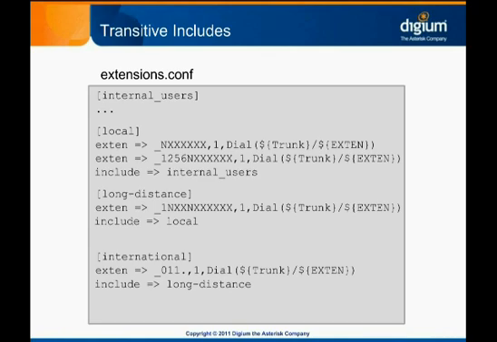Of course, this only works when there's a direct mapping of privilege levels. If the long-distance context included any extensions that international users should not have access to, you wouldn't want to include the long-distance context in the international context.